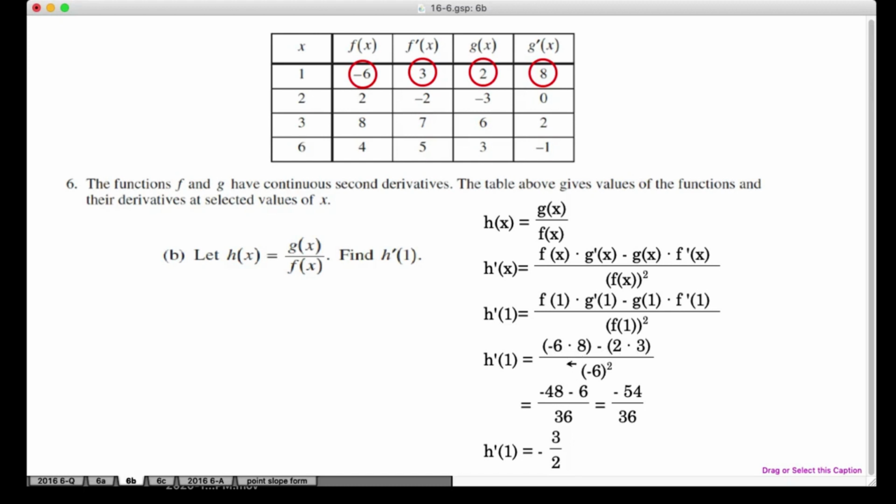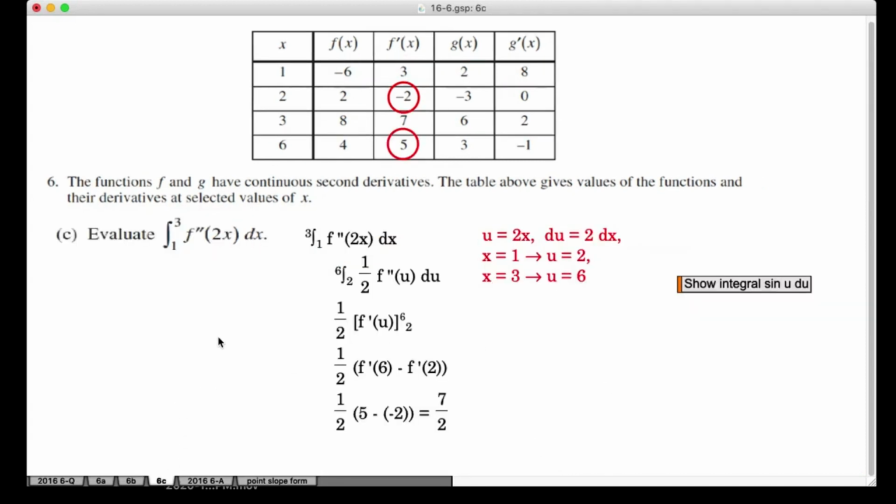So this becomes minus 48 minus 2 times 3, which is 6, so minus 54 over 36. And if you simplify it, it is minus 3/2. Okay, that's what h prime of 1 is. Pretty straightforward. Now the last part of this question, I want you to do a definite integral, but a lot of people get screwed up here.